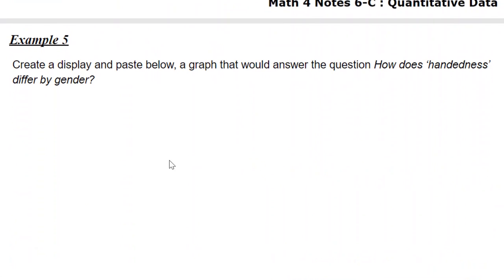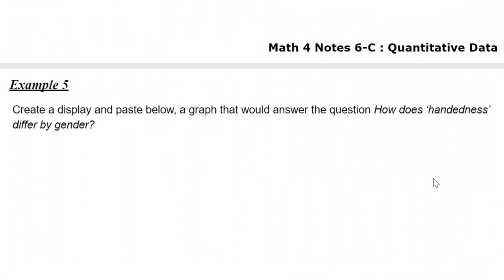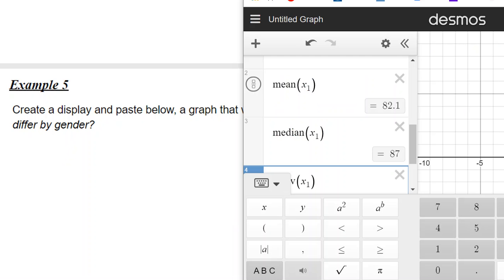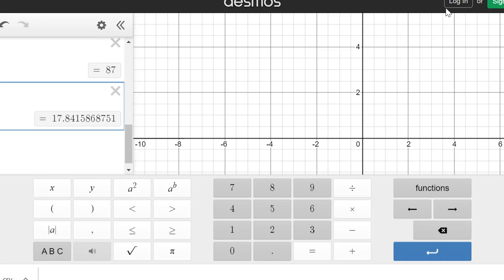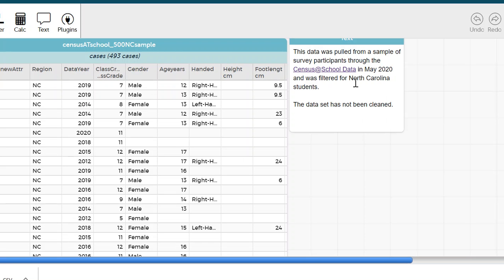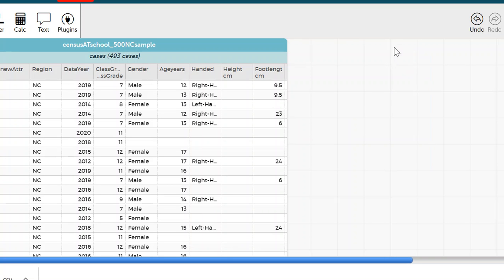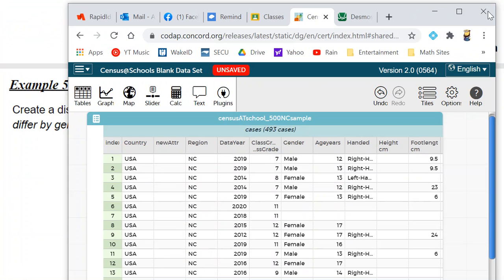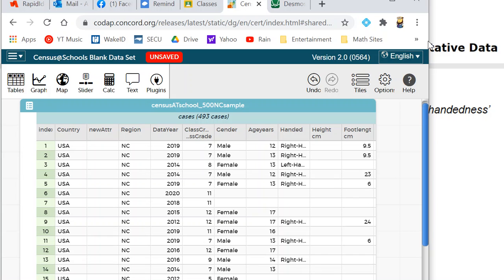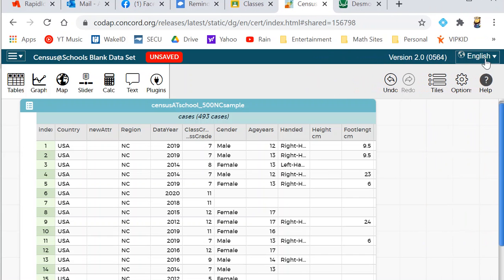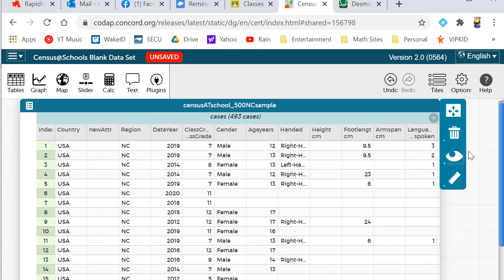Now, display and paste below a graph that would answer the question, how does handedness differ by gender? Now, what I'm going to do is switch over to this one. Let's stretch this out a little bit more. One thing that we had a little headache with last time was that if I had 40 items across the top and wanted to get somebody on the end, I was going to have to stretch and drag and stretch and drag.